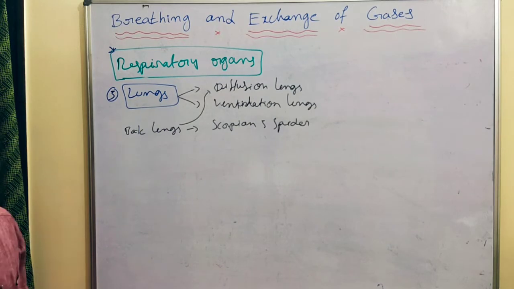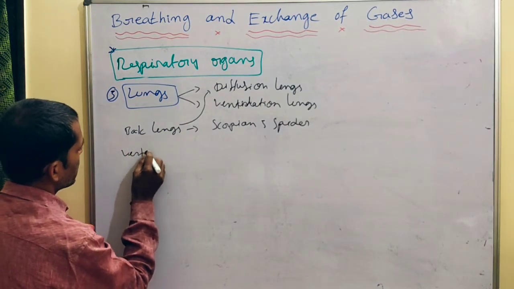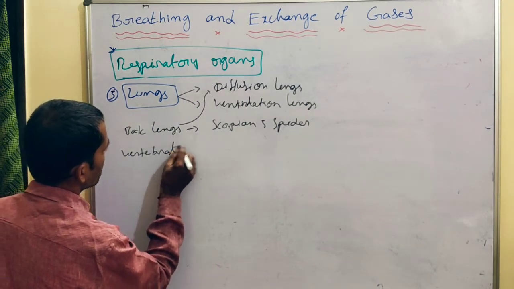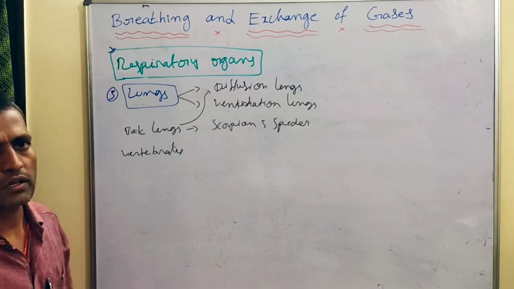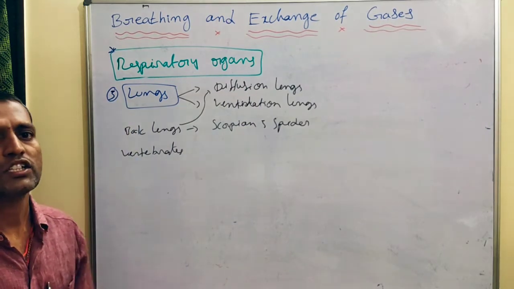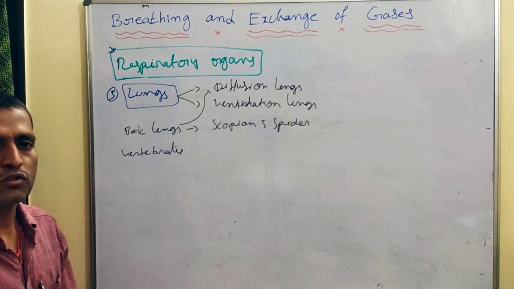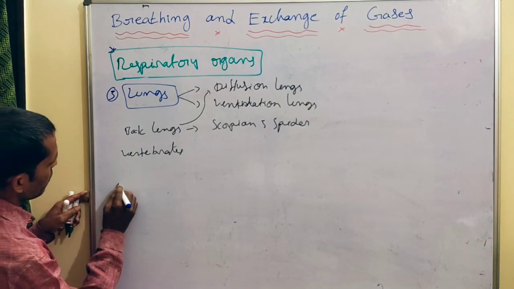The other one is ventilation lungs. We can see them in vertebrates like amphibians, reptiles, birds, and mammals. We will talk about lungs in detail with regard to human lungs later. Now come to another respiratory organ.